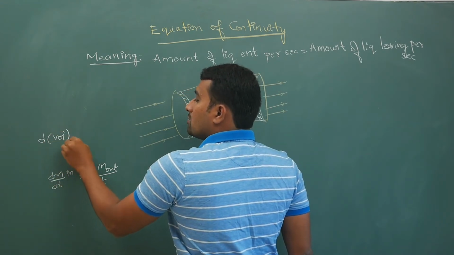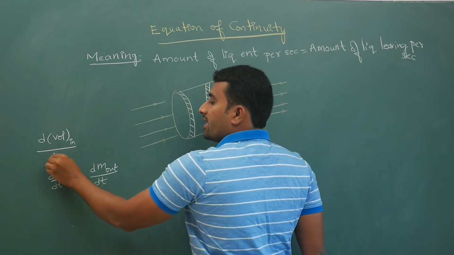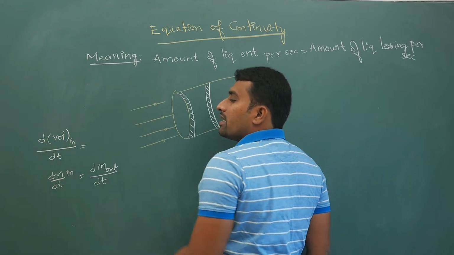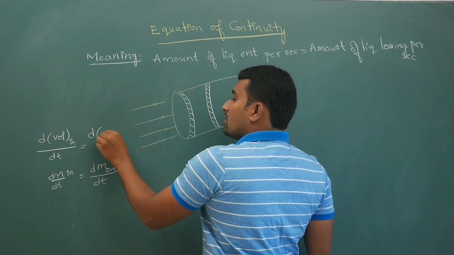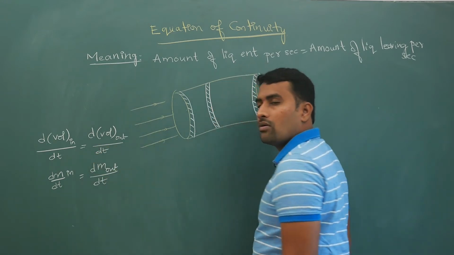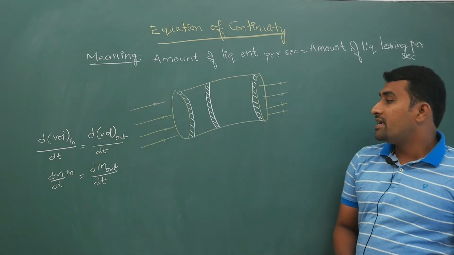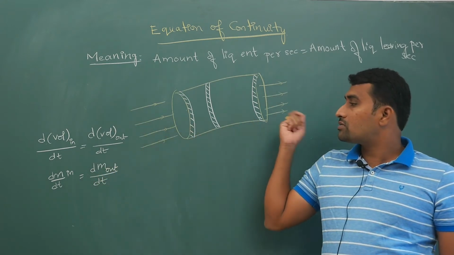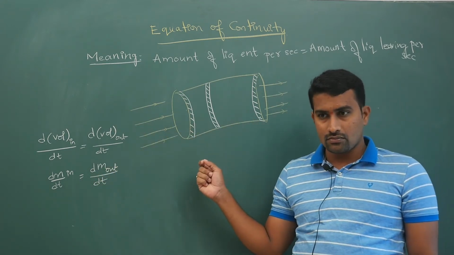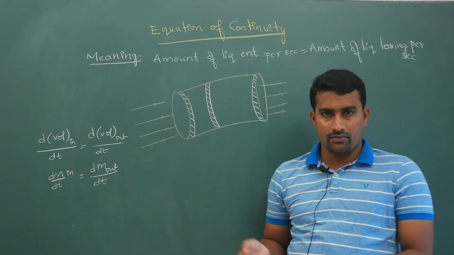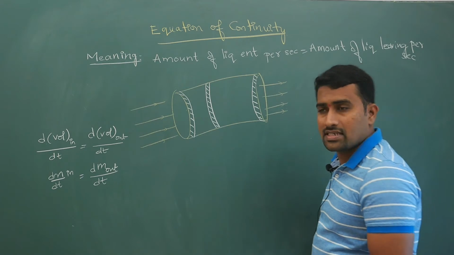So the rate of volume: in time dt, if d volume enters, then d volume out will leave. Hope you are getting my point. In dt time, how much volume enters, that much volume will leave, or how much mass enters, that much will leave. So that is the significance indirectly.